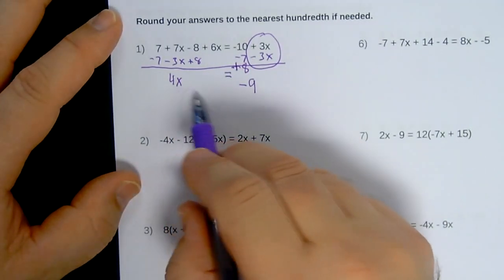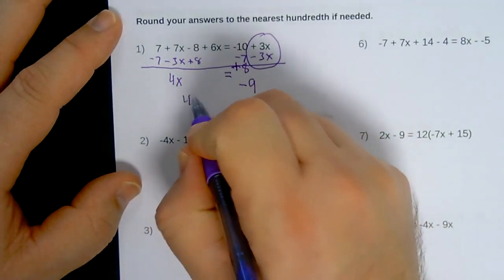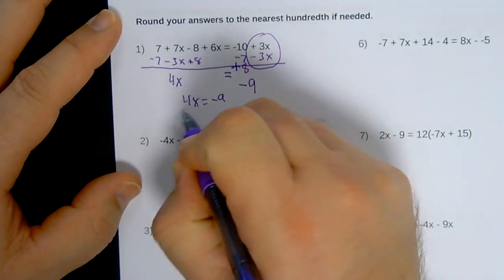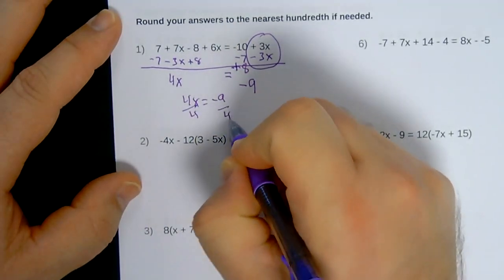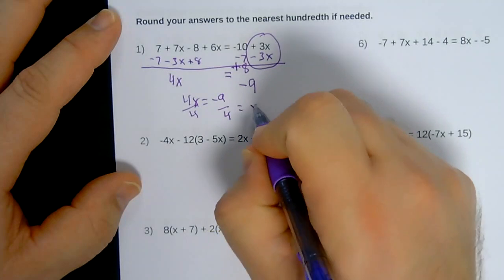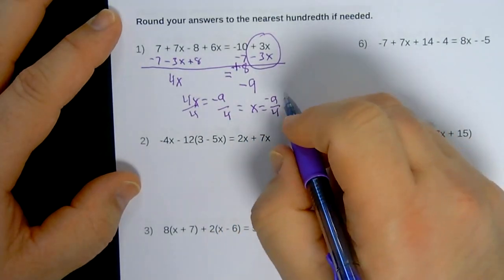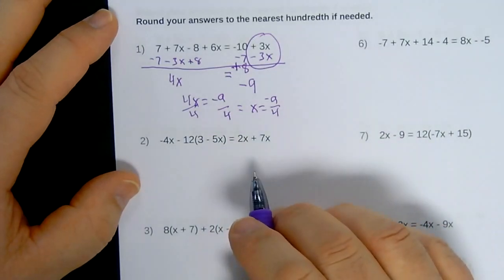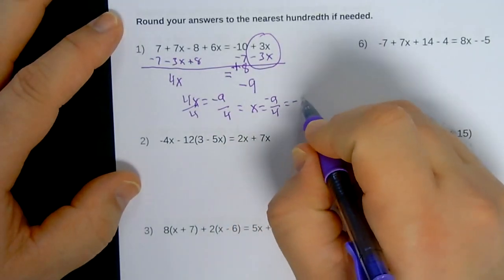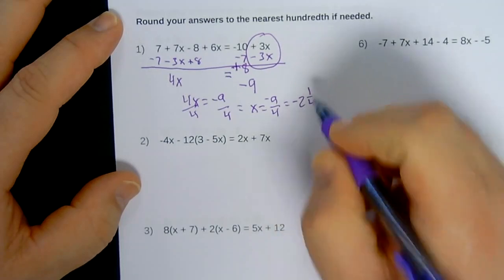Okay, so now I have 4x is equal to negative 9. Now divide both sides by 4. Okay, so you get x equals, you can either leave it negative 9/4, or if you like, negative 2 1/4.